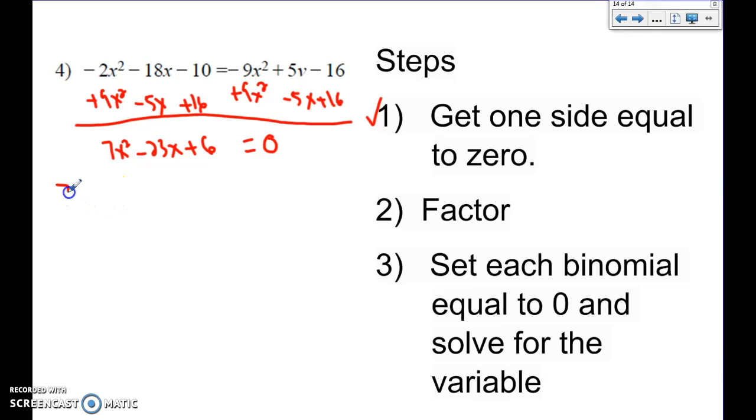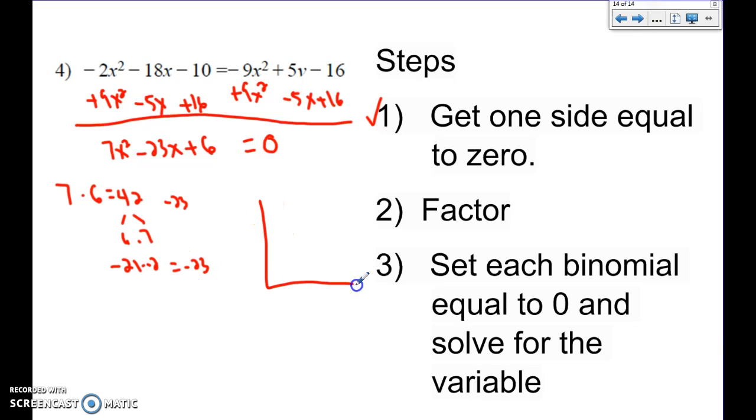Now we're going to factor it. 7 times 6 is 42. And I'm looking for a sum of negative 23. So what gets me 42? Like I know 21 and 2. And if I add those two together, I get positive 23. So if I make those negative, I'm going to get negative 23. So that's what it works out to be.